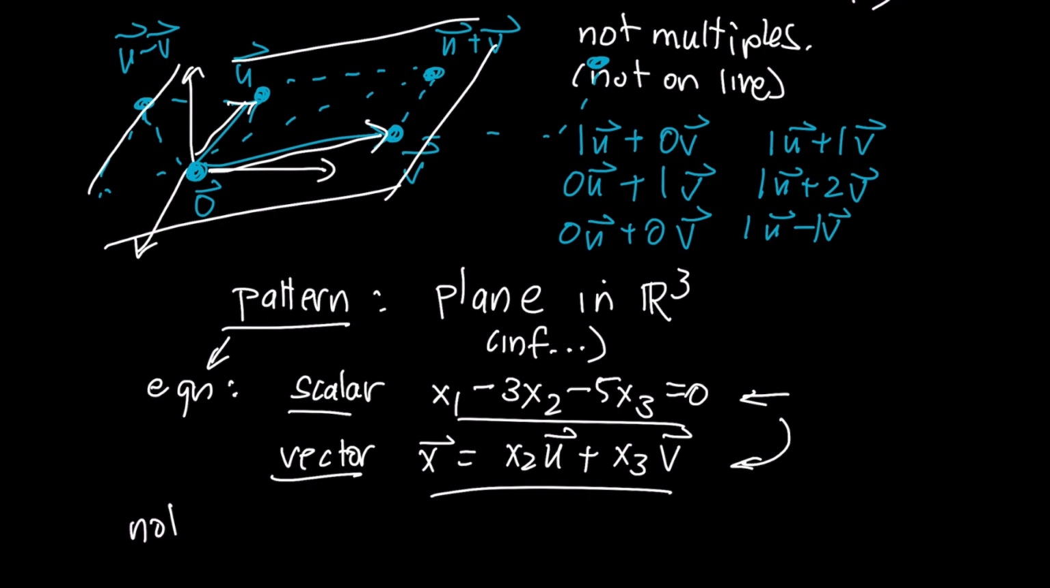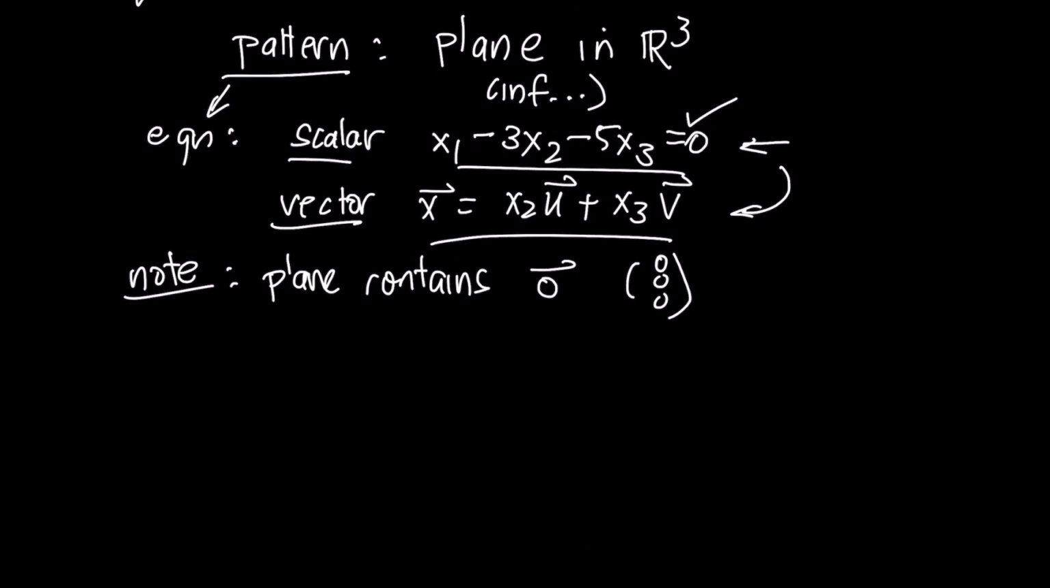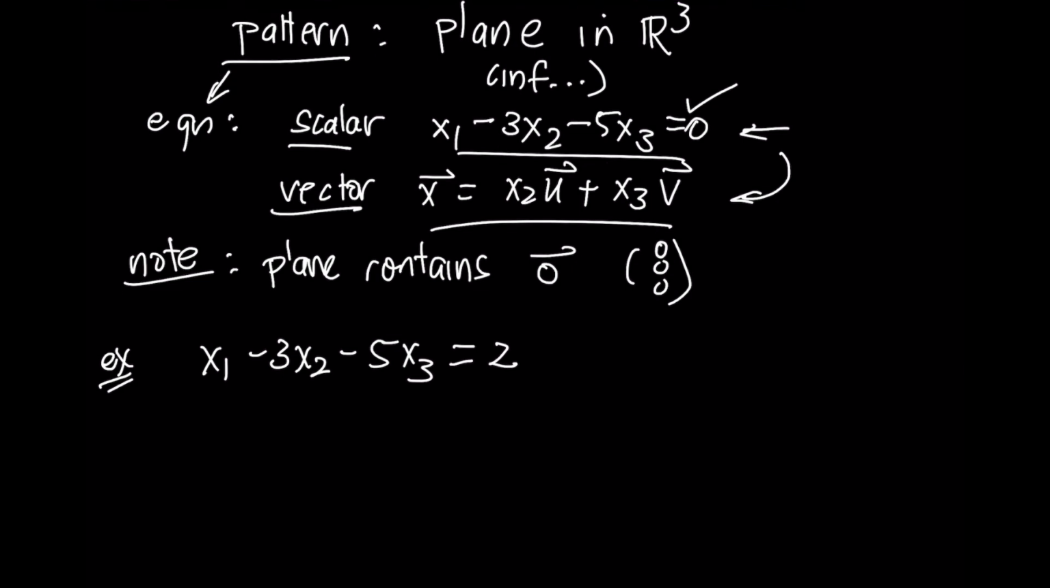It's important to note that this plane contains the zero vector. It contains the solution 0, 0, 0. 0, 0, 0 is a solution to the scalar form of the equation. It satisfies this equation and geometrically means that this plane must contain the origin. Now we can change things just like we did with the line. Let's put a non-zero number there on the other side of the equation. Which points satisfy this equation?